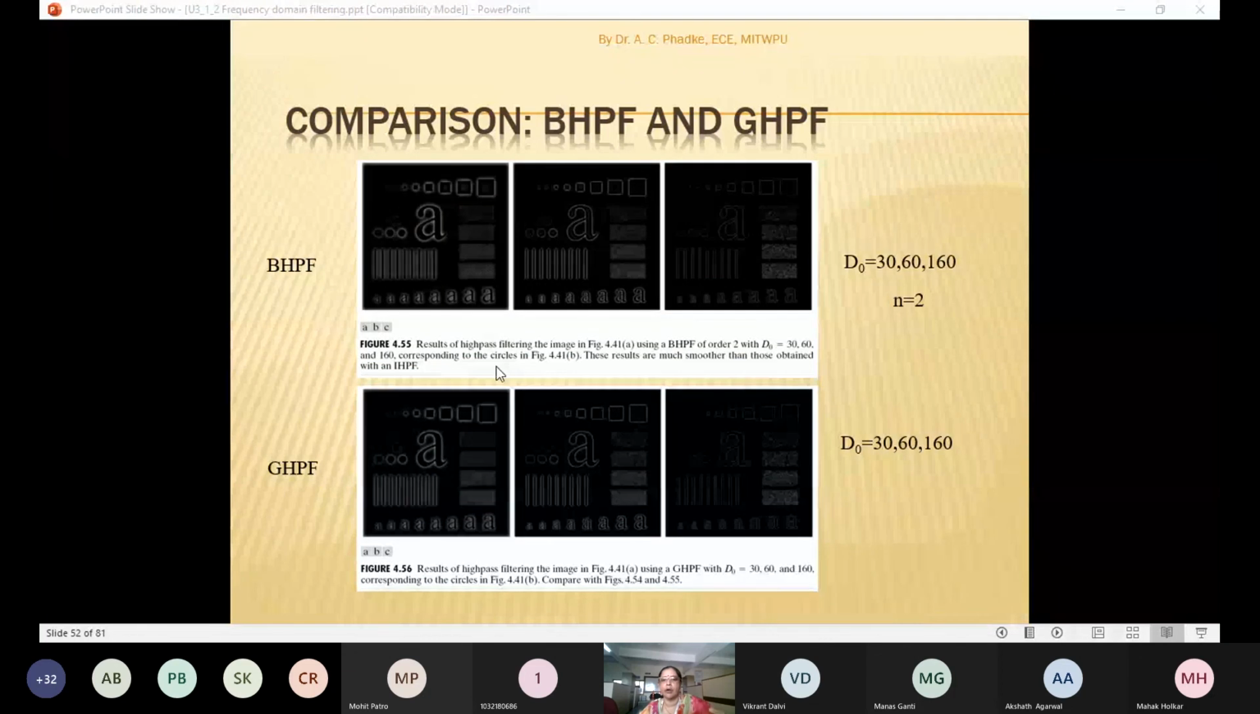In this image you can observe a comparison of the Butterworth high pass filter and the Gaussian high pass filter. They are more or less the same, but if you compare results with a higher distance or higher value of cutoff, you can say that Gaussian gives you a better result than the Butterworth high pass filter, because even at greater distance, sharpness is comparatively more than that with the Butterworth high pass filter.